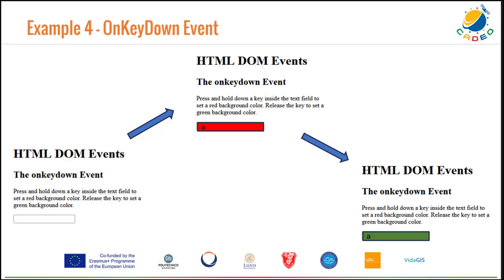This is example 4, the onKeyDown event. The onKeyDown event in JavaScript is triggered when a key is pressed. It's a versatile event that works across various HTML elements where user input can occur. In this example, press and hold down a key inside the text field to set the red background color. Release the key to set a green background color.